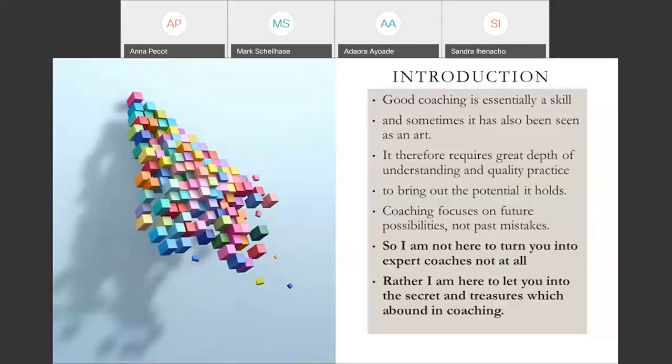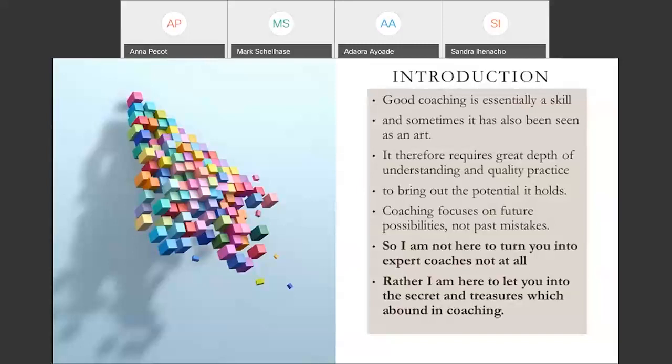For you to be able to effectively coach, you need to be ready to practice every time. You need to practice all the time. And apart from practicing, you must understand exactly what coaching is, because if you don't, you wouldn't know if you're coaching or not. Then also, coaching never focuses on past mistakes. No, we look at possibilities. We look at the future.